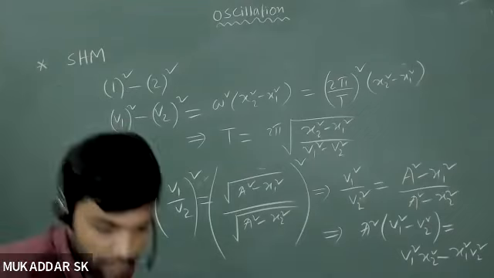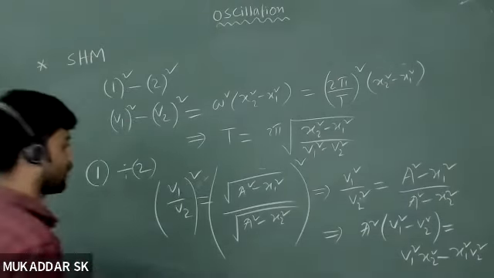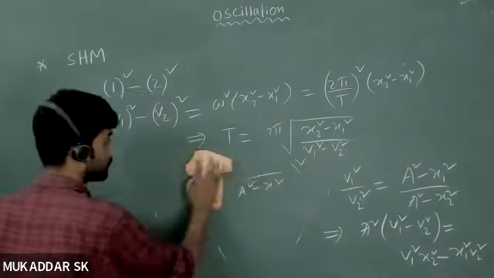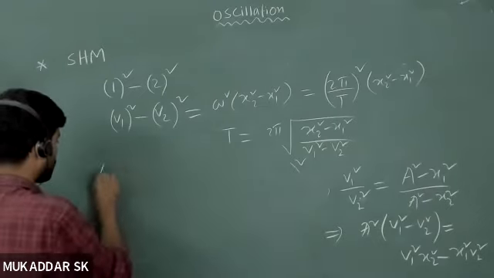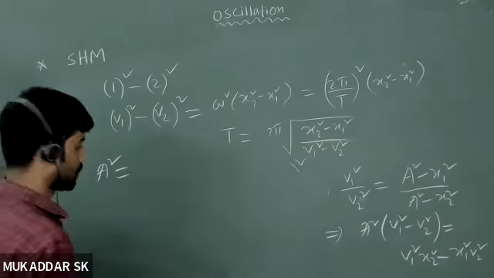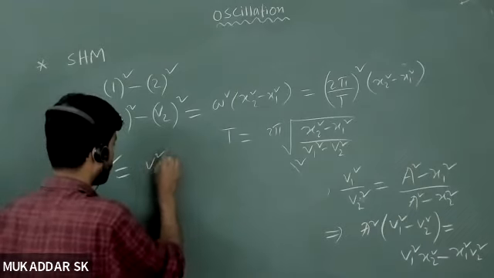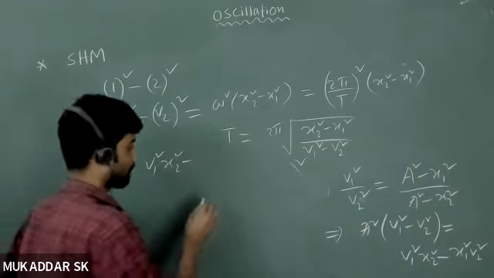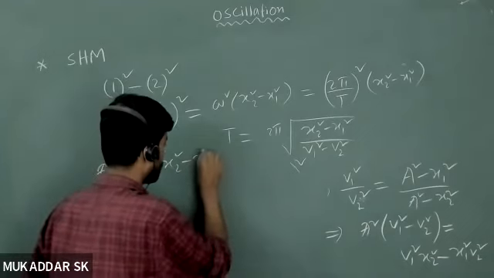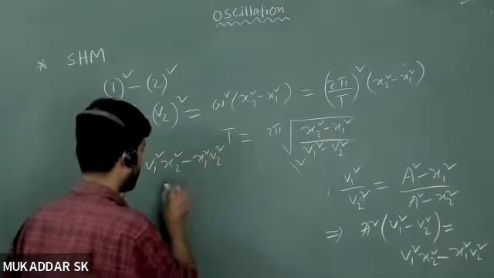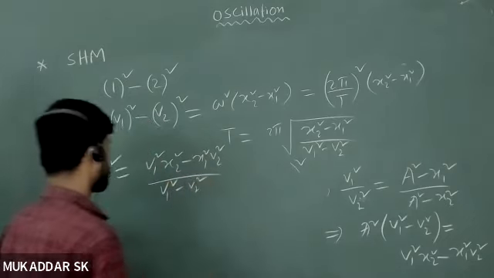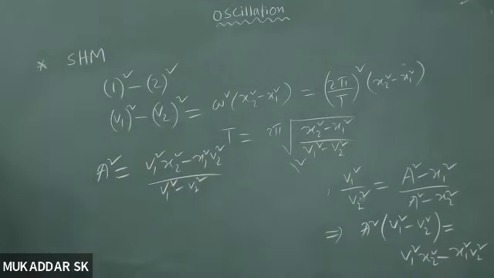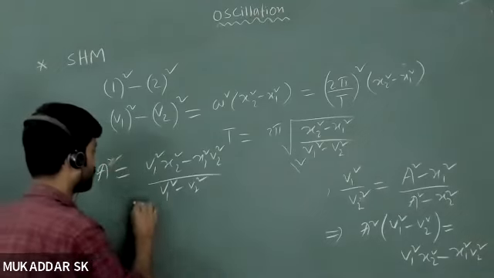Now please calculate the T by A. So now we'll get A, right? Amplitude. So a square will now become v1 square x2 square minus x1 square v2 square divided by v1 square minus v2 square, right? This is your amplitude, right? Amplitude square. Now if you take simply amplitude, it will become like this.